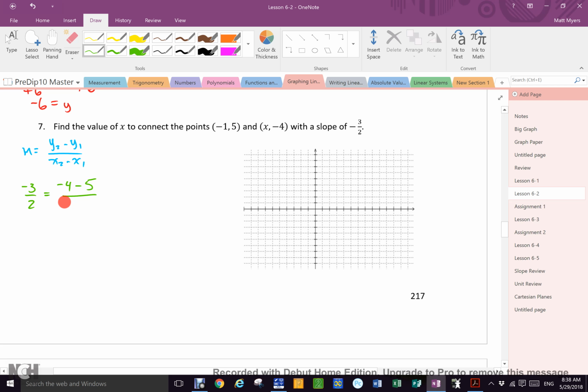Thinking, X. Are you doing the X's or Y's? Well, I've done the y's. Okay, I already have. So, X minus negative 1, which is x plus 1. Now, how do you solve that? First, you simplify.